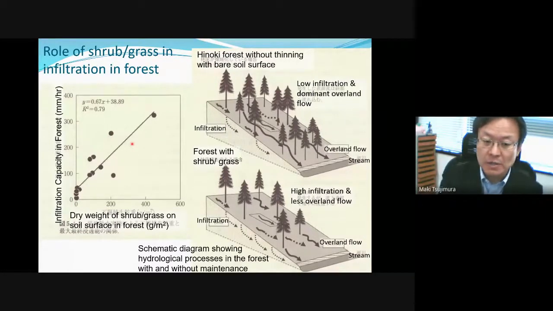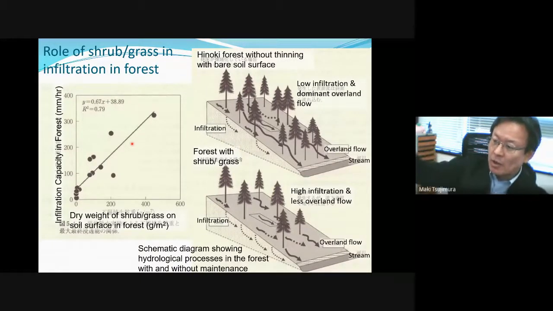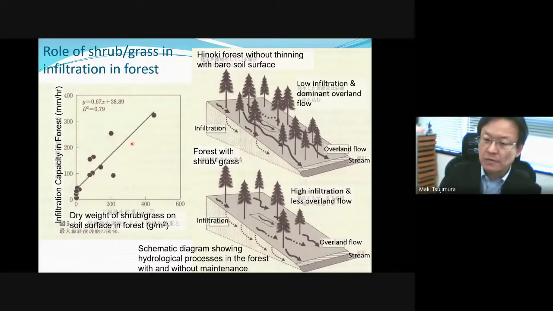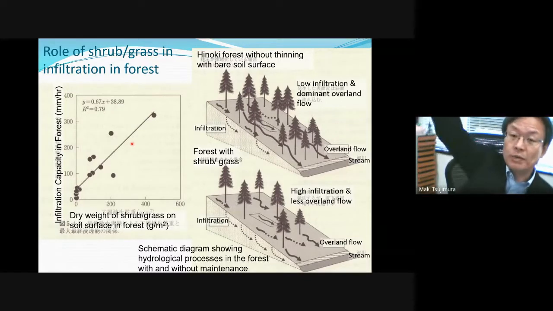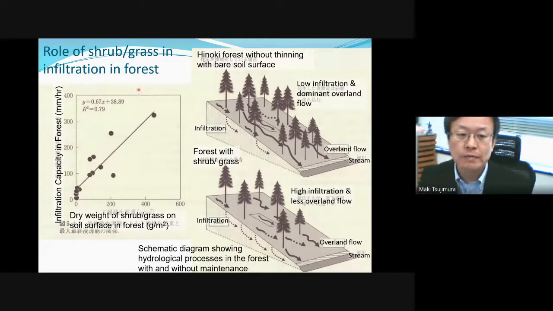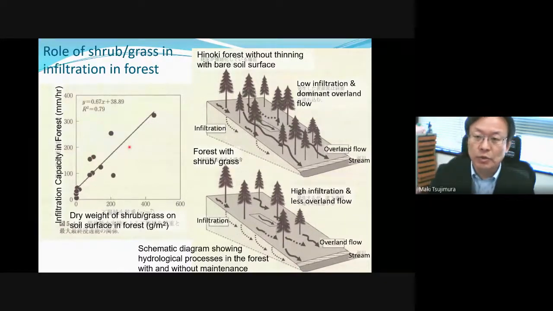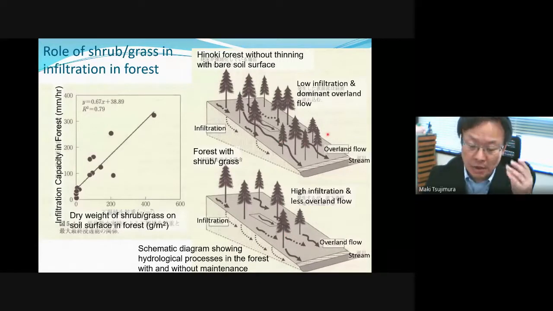So therefore, with higher dry weight of shrub or grass, the infiltration capacity is higher, because when the raindrop reaches the ground surface from shrub or grass, the distance of raindrop travel is very small as compared with that from the top or canopy of the trees. Therefore, the ground surface could accept more raindrops, giving higher infiltration. So from the 2009 paper, we could show a schematic diagram comparing the hydrological process in the vicinity of the ground surface.